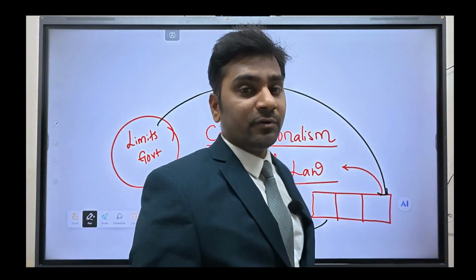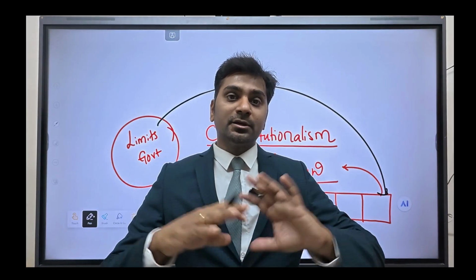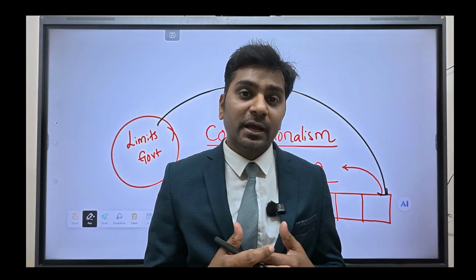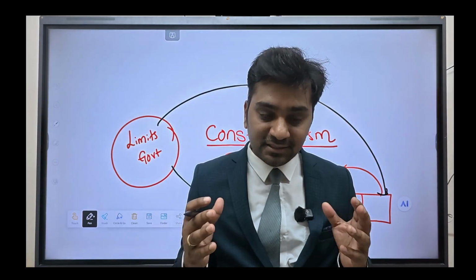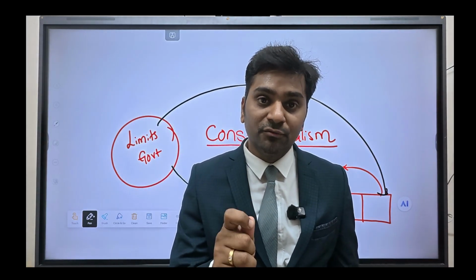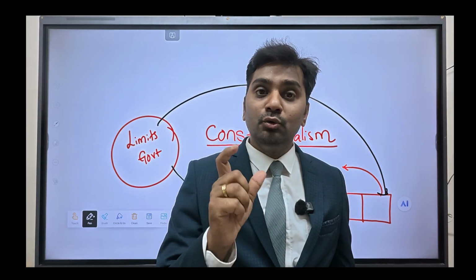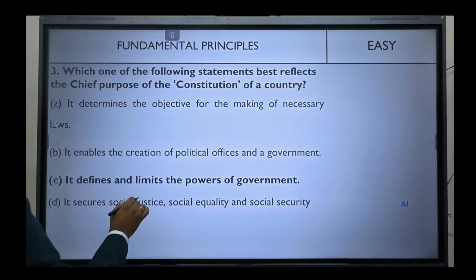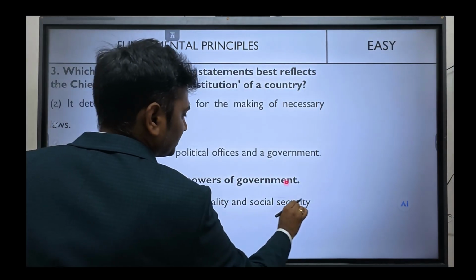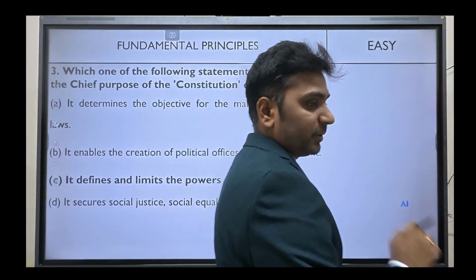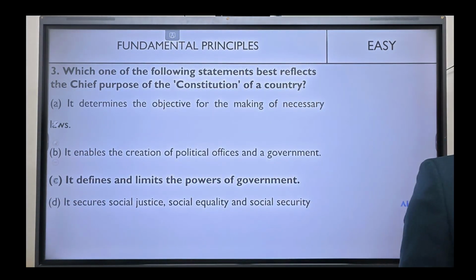So whenever government is not given complete control, not having this monarchical control, that is the main goal of constitutionalism. So constitutionalism speaks about rule of law. Rule of law will be upheld when you have limited powers. Hence, government will be regulated or limited by constitutionalism. So it defines and limits the powers of government. So the answer is C here.